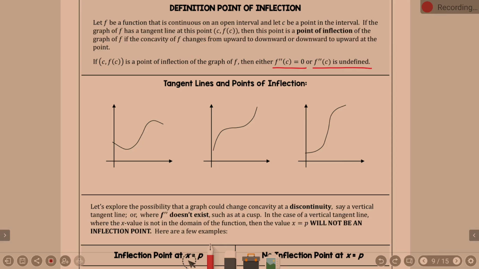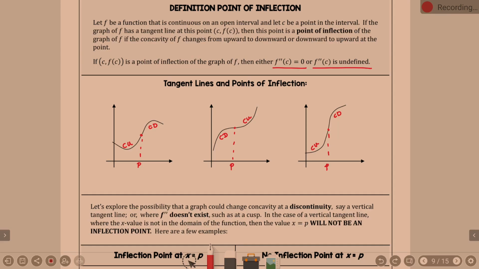Okay? There's an inflection point right here. Notice it changes from concave up to concave down. Okay, so there's an example of an inflection point. In this case, well, I don't know if I'm going to have time. I'm not going to have time to put the labeling on it. Here, we have an example of an inflection point because it's concave down to concave up. And then over here, we have an example of an inflection point. And again, concave up to concave down.